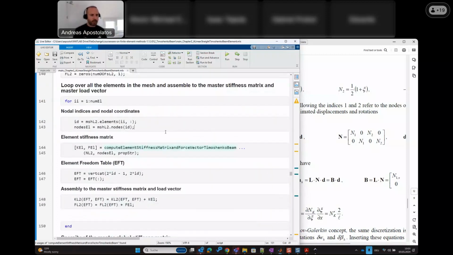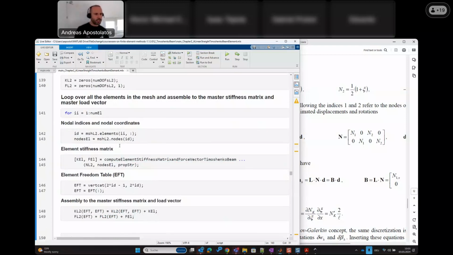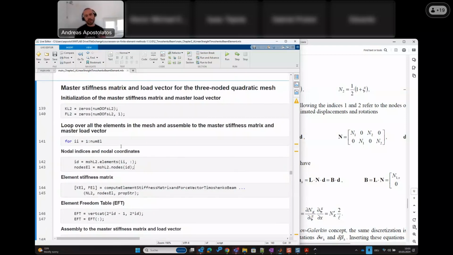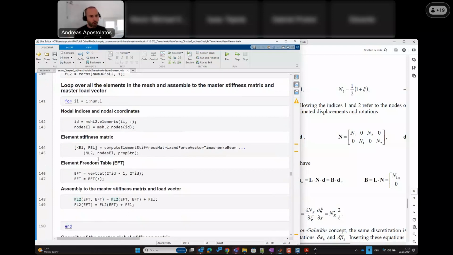So here is the loop over all the elements. You will see here how we construct the global stiffness matrix for the two-noded linear elements. Here I initialize both the stiffness matrix and the load vector. Afterwards, I have a for loop over all the elements, right? You see, I start from 1 up to the number of elements. The first thing we do is to get the ID of the element. We need to know which element that is: the first, the second, the third, the fourth, whatever.